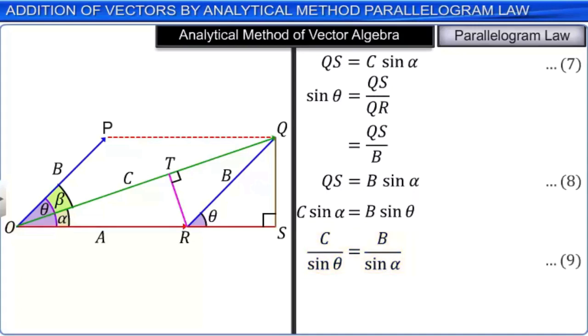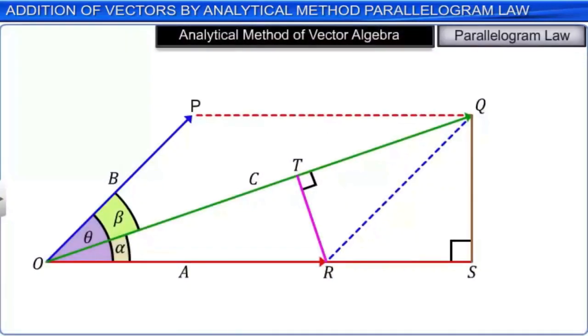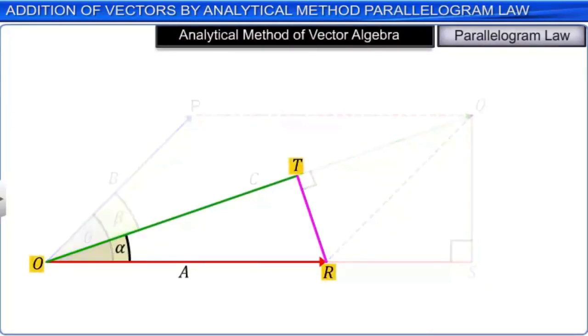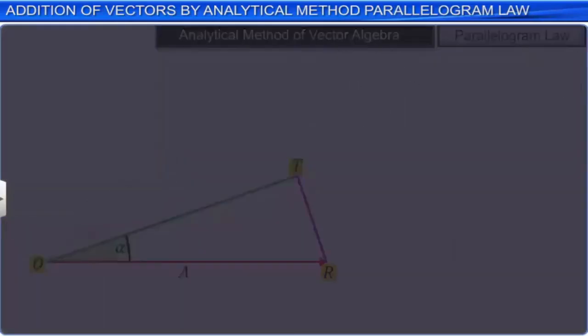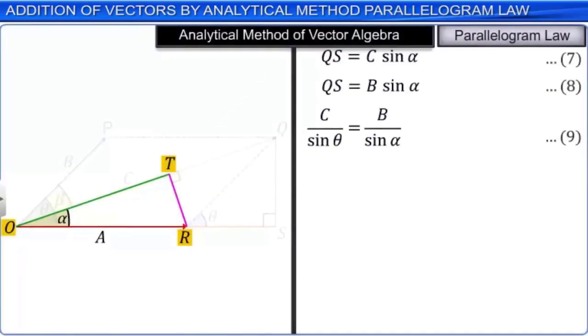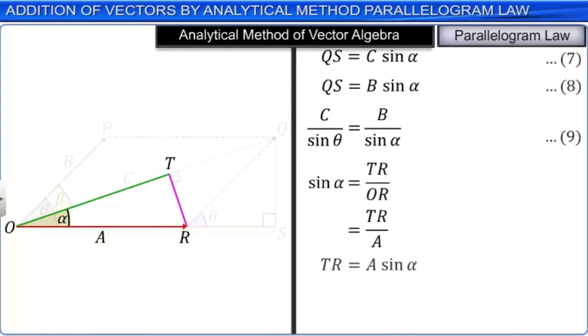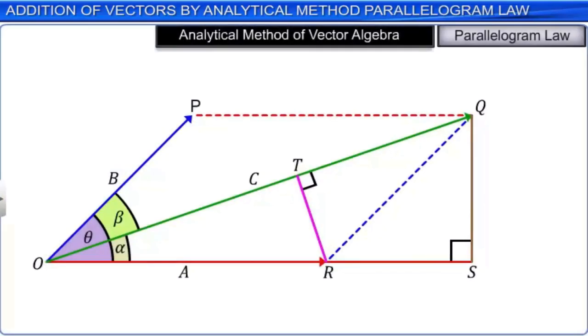By rearranging this equation, that is taken as the 9th equation, and we are going to take the other part of the triangle, which is OTR. We are trying to find once again a similar kind of ratio, where sin alpha is given by TR over OR, and the OR value is nothing but A. So TR is equal to A sin alpha, which is going to be taken as the 10th equation.